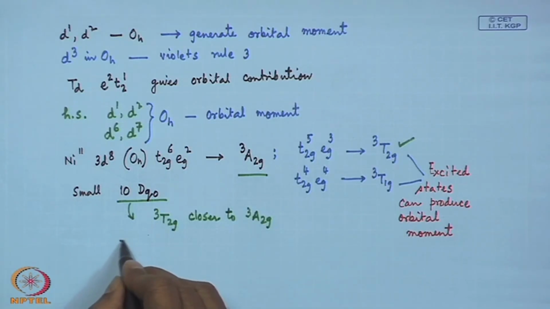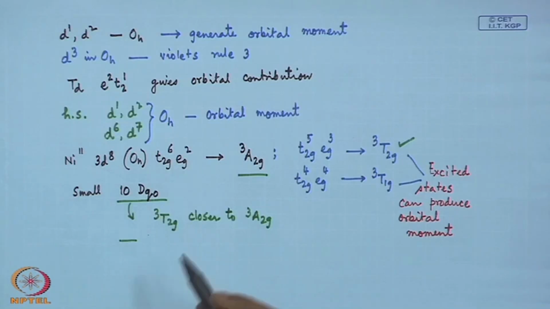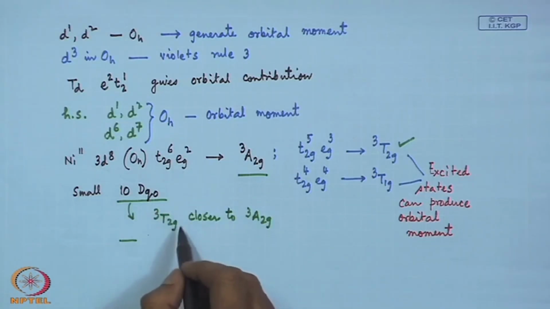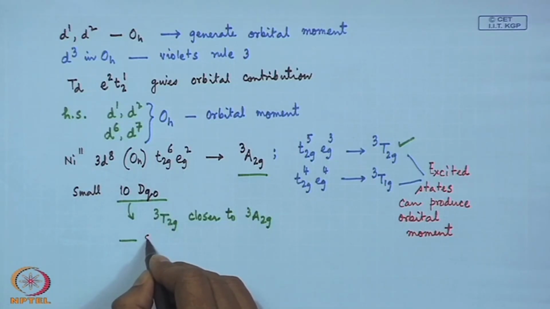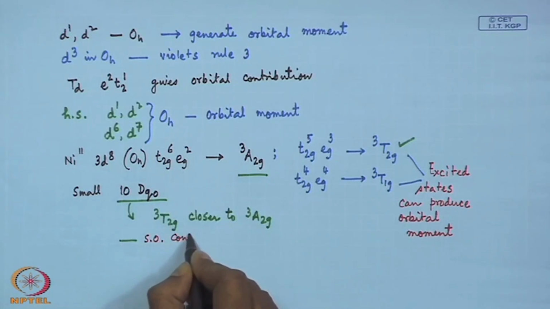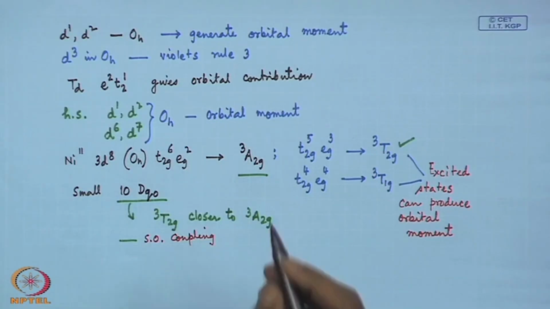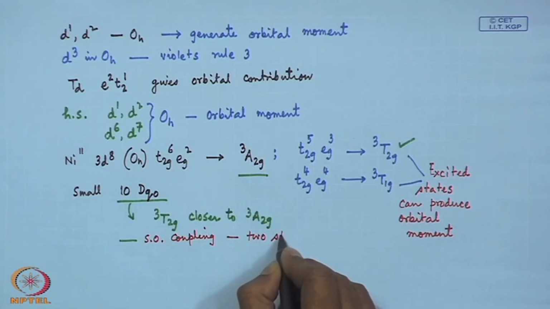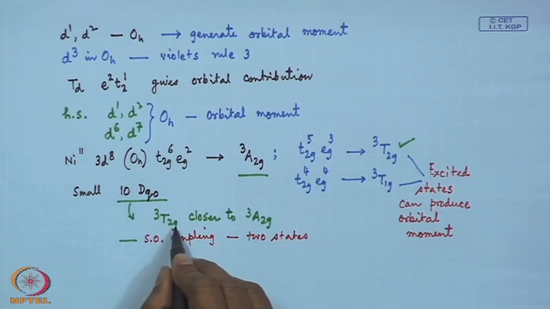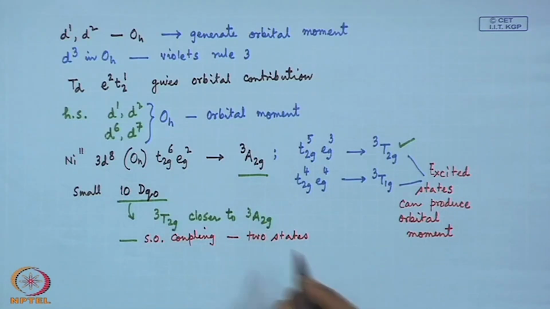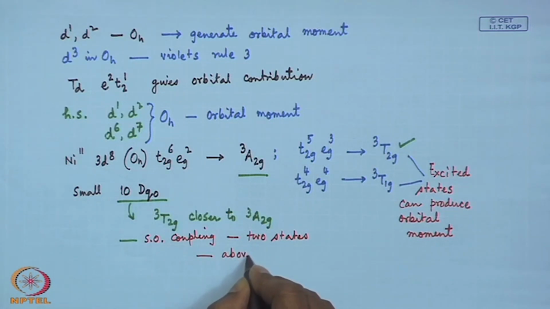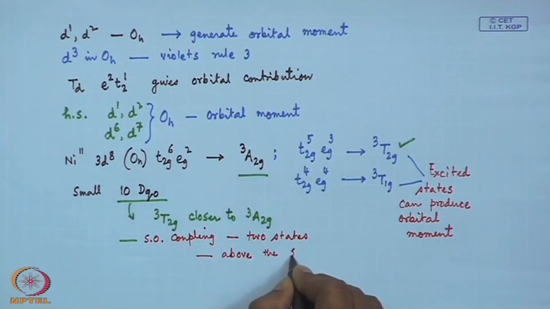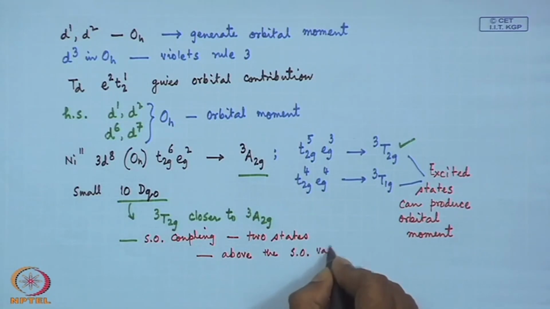Therefore, we can have the corresponding spin orbit coupling. This mixing of the excited state we call spin orbit coupling, and it mixes the two states, that means 3T2g is mixed with 3A2g, and as a result we have a magnetic moment above the spin only value.